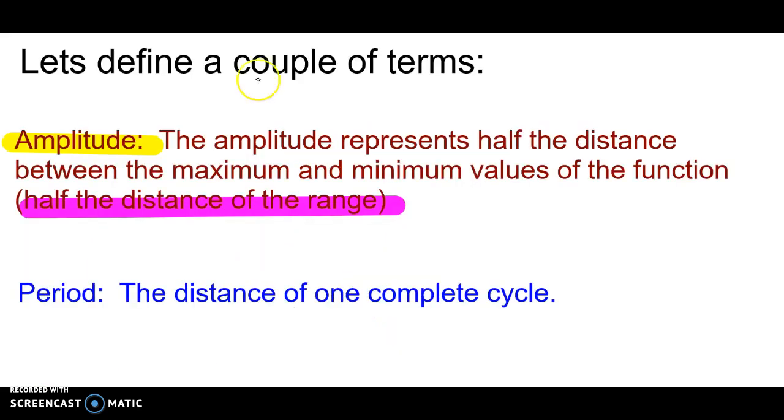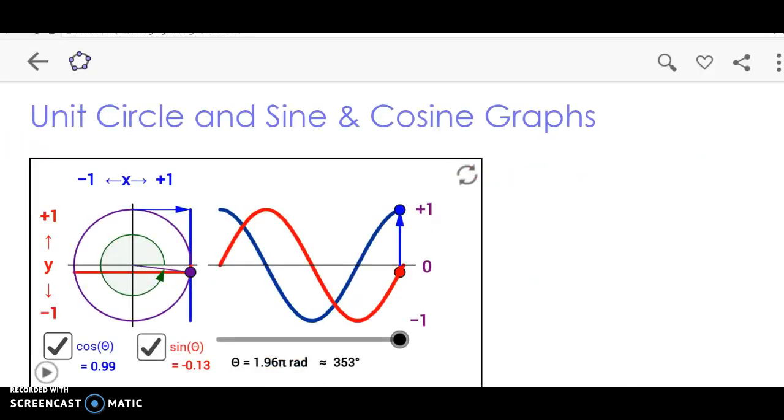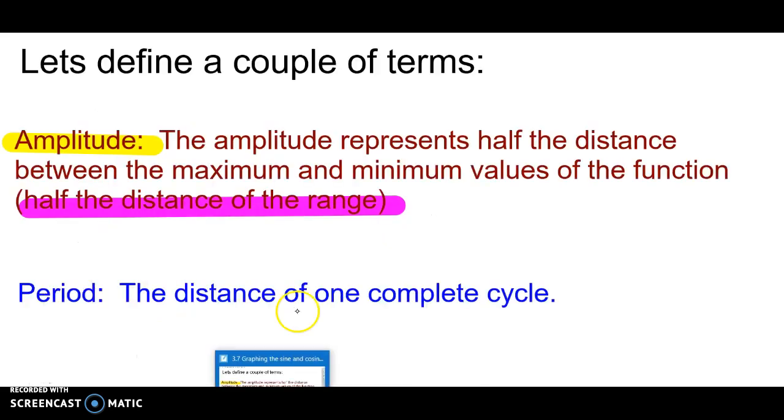All right, so let's start looking at some of these vocabulary terms. The first one is amplitude. The amplitude represents half the distance between the max and the minimum values of the function. So for example, in these graphs here, we're going between +1 and -1, right? So our amplitude, although the distance here is 2, our amplitude would just be 1, half that distance.